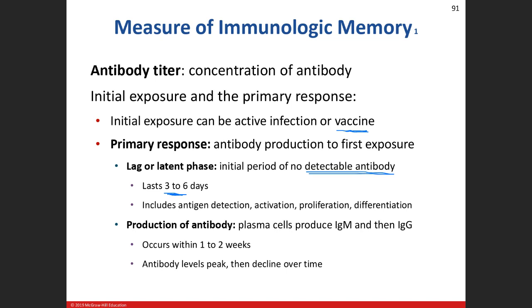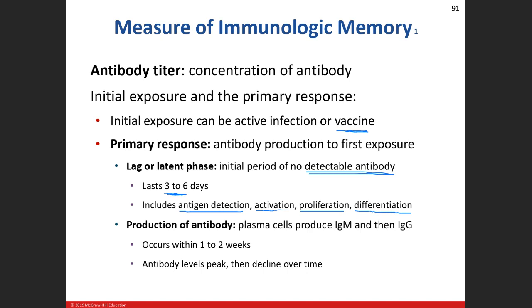So what happens during the lag phase? Check it out. During that time, it takes a little bit of time to find the antigen and not only find it, but detect it. Then we have to activate our lymphocytes. Then our lymphocytes need to clone and make more of themselves. And if we're dealing with B lymphocytes, which we are, because we're talking about antibodies, then we have to change those B lymphocytes into plasma cells to make antibodies. All that happens during the lag phase. That's a lot of stuff to happen. That's why it takes so long.